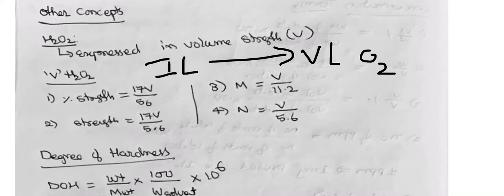First, hydrogen peroxide related. This concentration is expressed in terms of volume strength. If they give V volume H2O2, it means if you take 1 liter of H2O2, you will get V liters of oxygen at STP. That is the meaning of V volume H2O2.